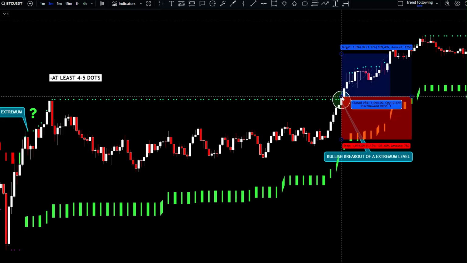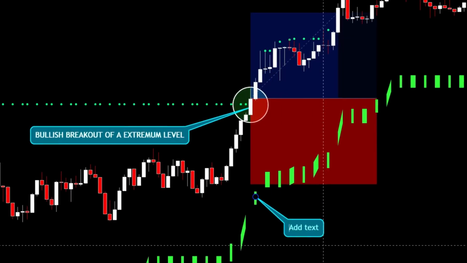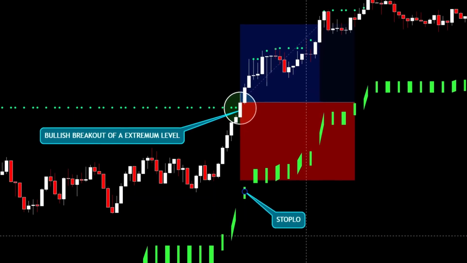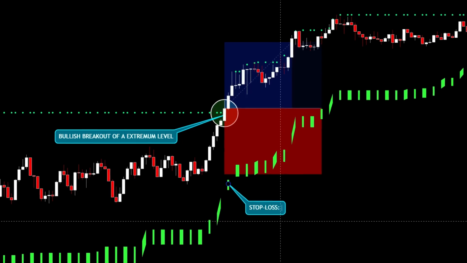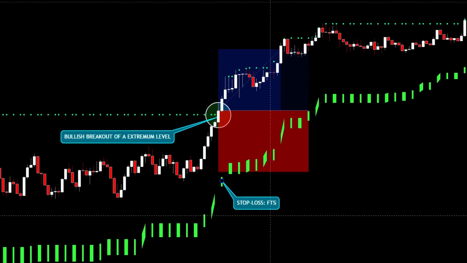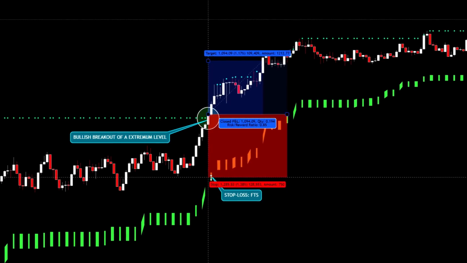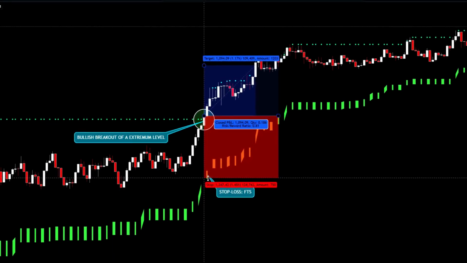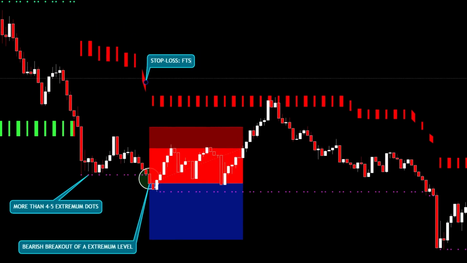So we know when to get in, but what about knowing where to get out if things go south? That's where the stop loss comes in. Now there's tons of ways to set your stop loss, like using the recent swing highs or lows. But for this strategy, I like to keep it simple and use the swing arm line itself. If you're in a buy trade, we put our stop loss right at the green swing arm line. And if you're in a sell trade, we put it at the red swing arm line. Easy peasy.